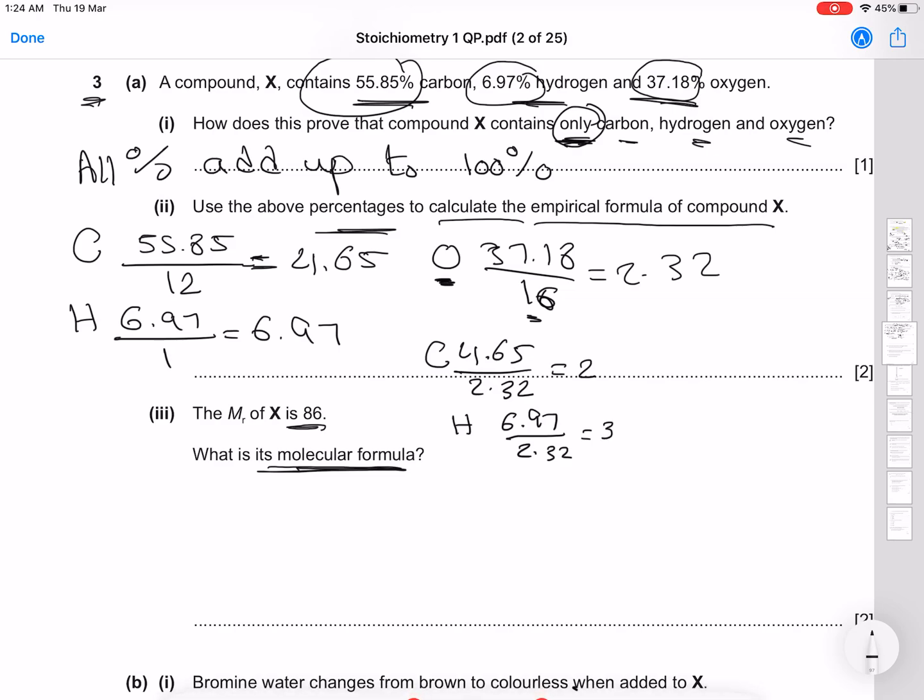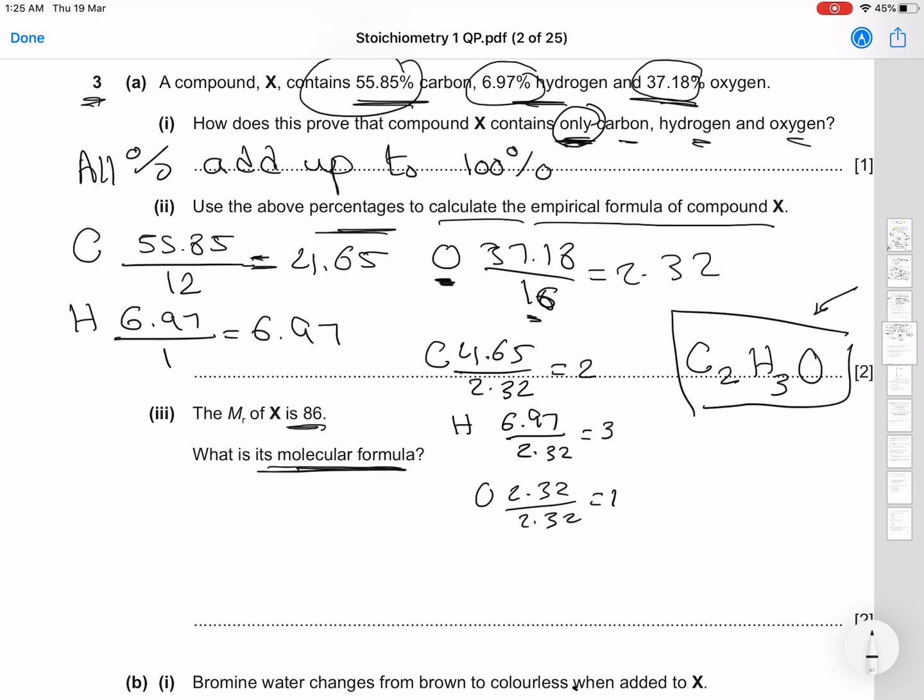Then I have my oxygen over there. My oxygen is 2.32 divided by 2.32. It will give me 1. So I will end up by having empirical formula of C2H3O. This is the empirical formula. Don't forget to write it.